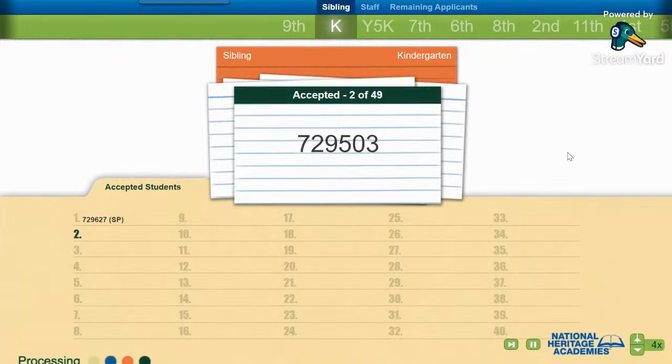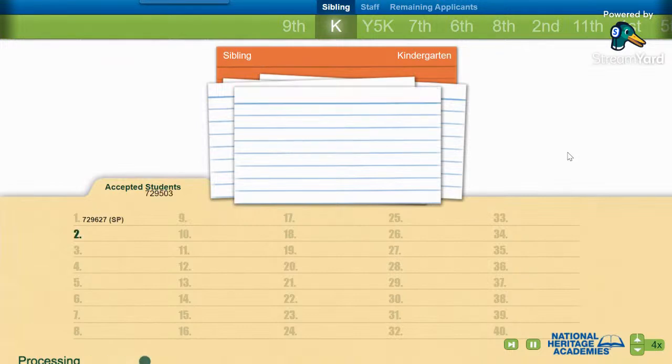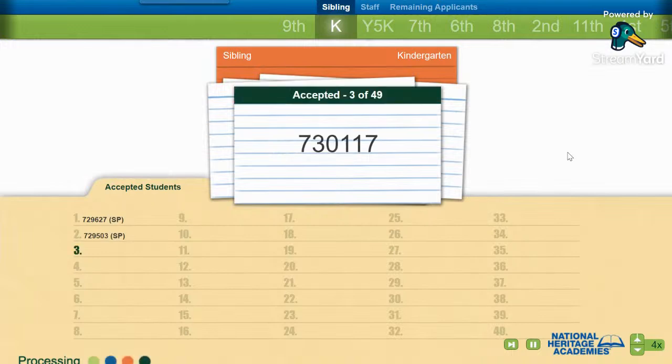729-627 accepted in kindergarten. 729-503 accepted. 730-117 accepted in kindergarten.